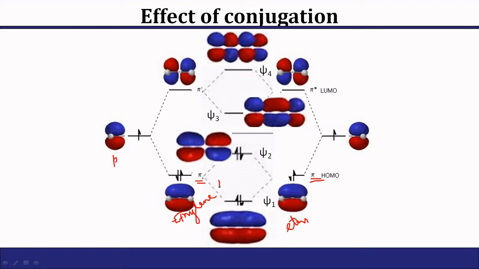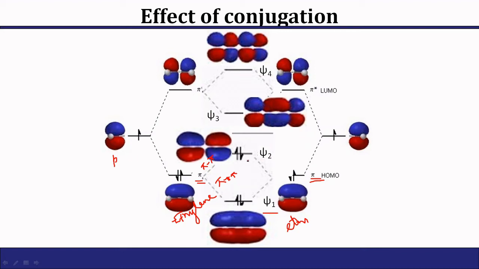So these pi orbitals combine together, that is pi plus pi results in the formation of Xi1. That is the first molecular orbital of 1,3-butadiene. Here complete overlap occurs. So the molecular orbital Xi1 doesn't have any nodes in it.